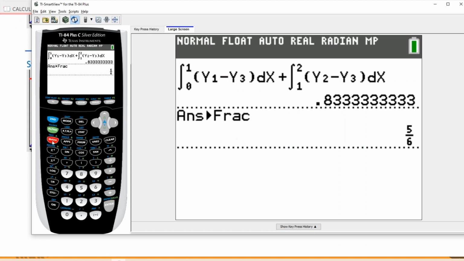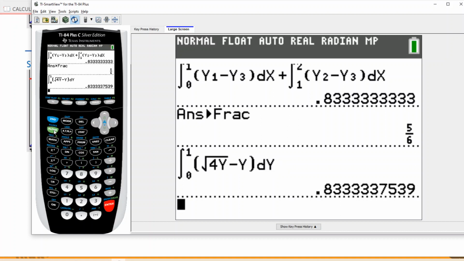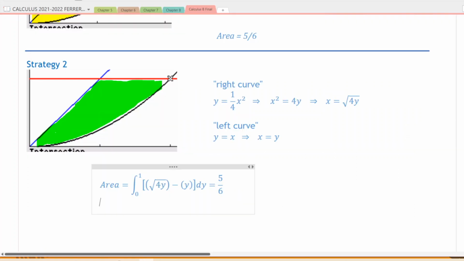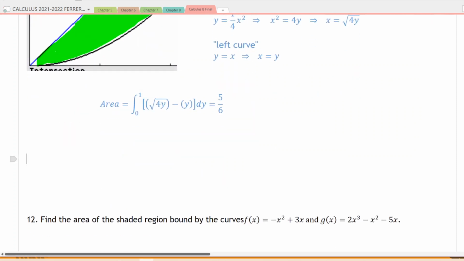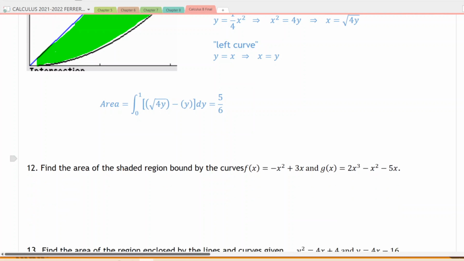So we're going to integrate from 0 to 1, square root of 4y. And by the way, you can just put a y into the calculator like that, minus y, and we're going to do dy, and that gives me the exact same result. So either of those strategies work. Doesn't really matter which one you use. Let's move on to question 12.